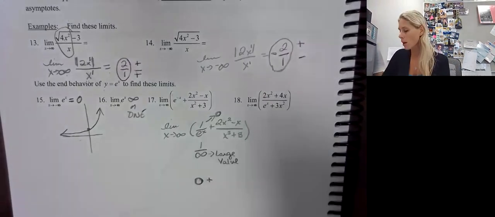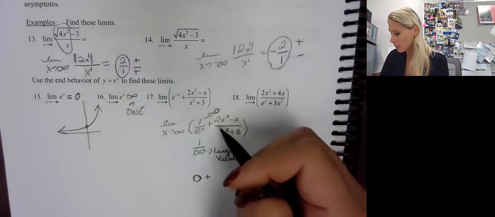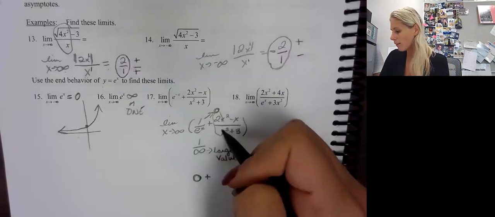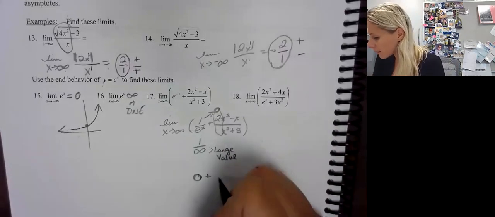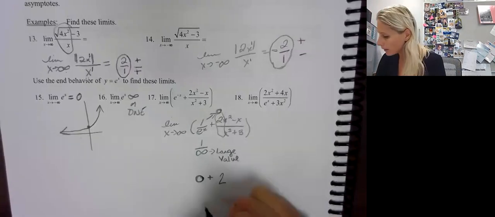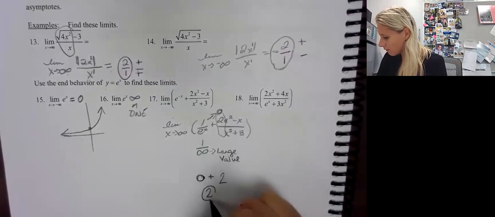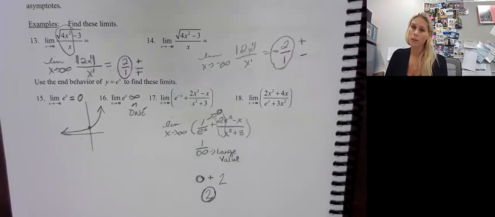And then for the second part, we have the same exponent. Remember, the same exponent makes you take the coefficients in front. So the second part goes to 2. So now we know that the limit of this function as x approaches infinity is the value of 2. So I had to take those separately.